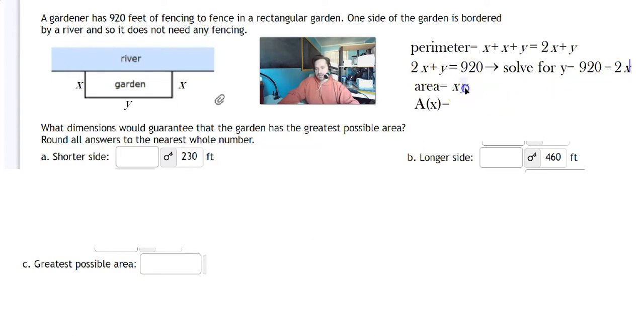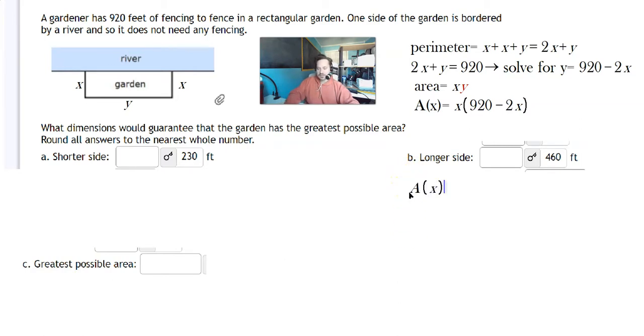Now, this y right here, in the expression that represents the area, can be replaced with 920 minus 2x. So you're going to end up with x times (920 minus 2x). And now you have the area enclosed by the fencing given only in terms of the variable x and nothing else. Look at the questions. We want to find the shortest side, the longer side, and the greatest possible area. From here, I'm going to work down below here.